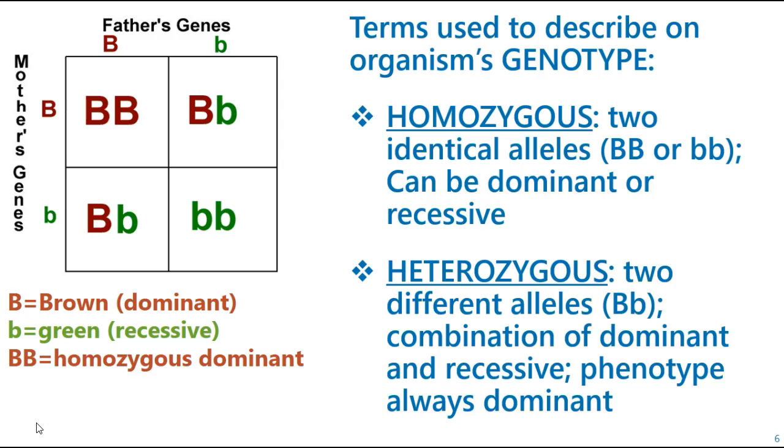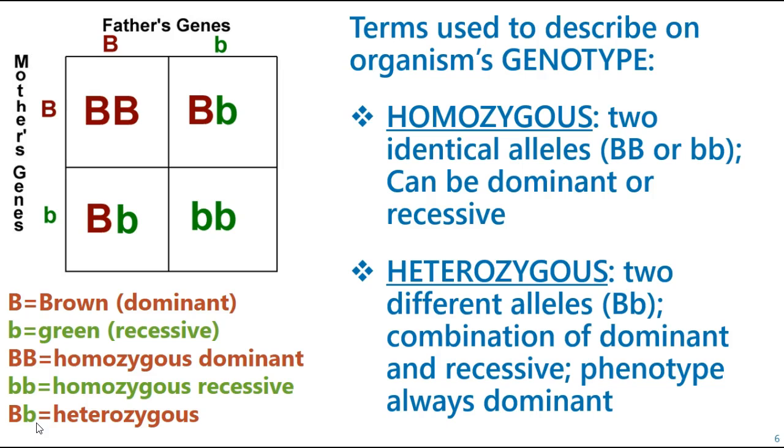the two uppercase B's. Those are homozygous dominant, and their appearance is brown. So their phenotype is brown. Their genotype is homozygous dominant, but their phenotype is brown. And then we have an offspring that has the two lowercase b's, which is homozygous recessive. The genotype is homozygous recessive, but the phenotype, its appearance, is green.